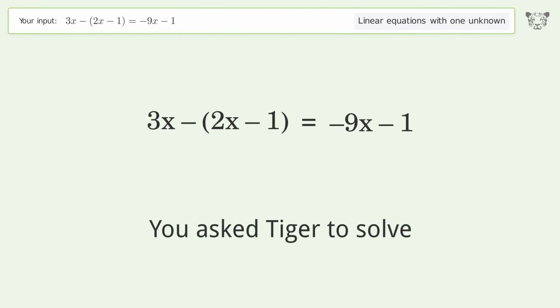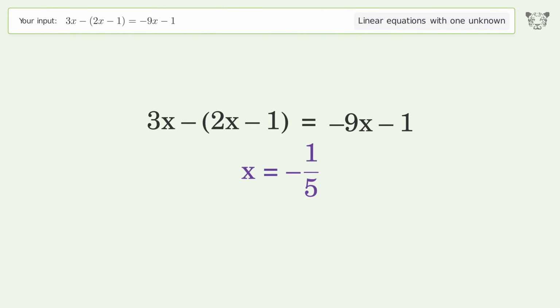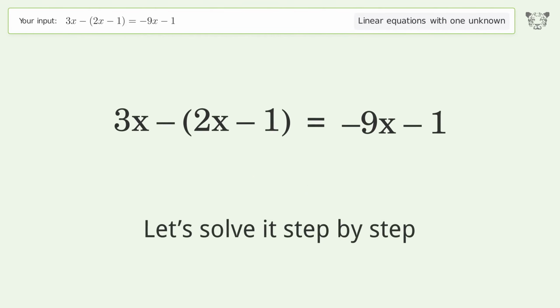You ask Tiger to solve. This deals with linear equations with one unknown. The final result is x equals -1/5. Let's solve it step by step.